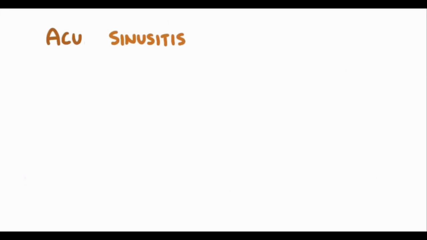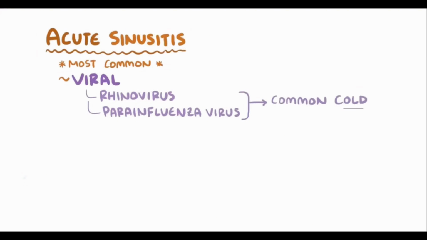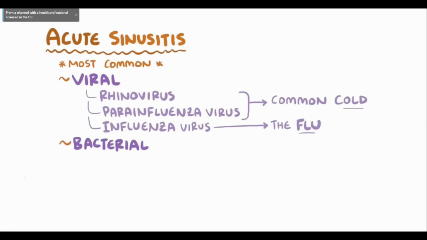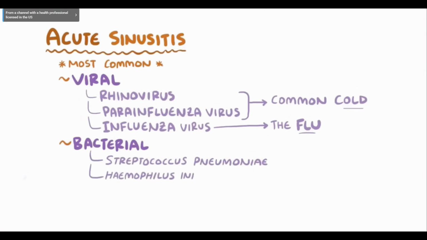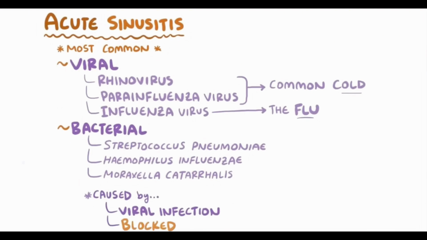Most cases of sinusitis are acute, and are the result of a viral infection. The most common viruses include rhinovirus and parainfluenza virus, which cause the common cold, and influenza virus, which causes the flu. Bacterial infections are another cause of acute sinusitis, and the most common bacterial strains are Streptococcus pneumoniae, Haemophilus influenzae, and Moraxella catarrhalis. Sometimes bacterial sinusitis develops during or after a viral infection, but other times it might develop due to a blockage of the normal flow out of the sinuses, like with a deviated septum.